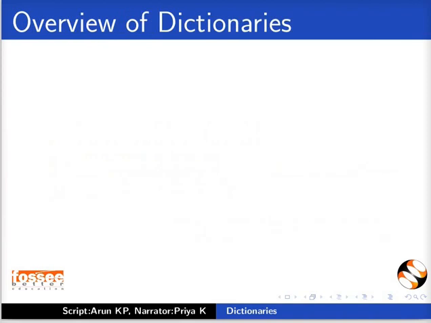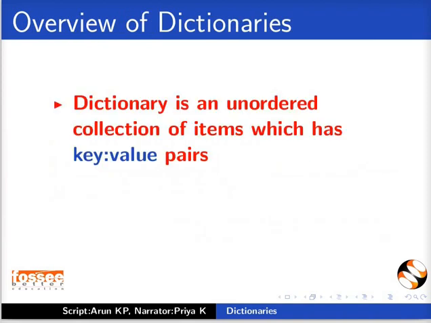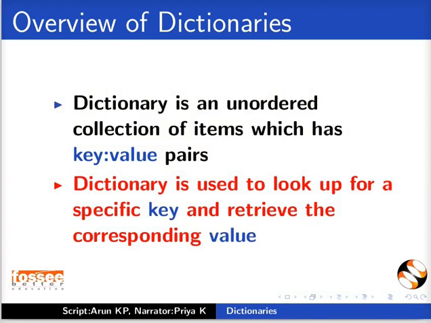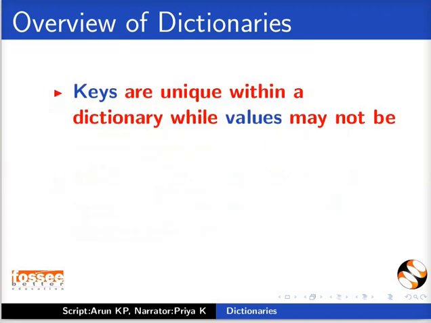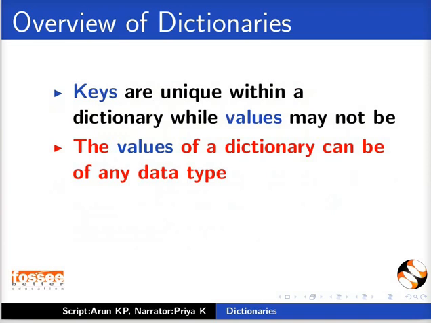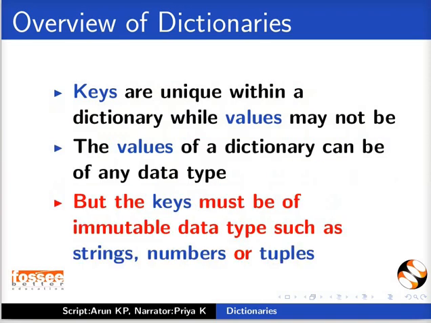First, we will learn about dictionaries. Dictionary is an unordered collection of items which has key-value pairs. Dictionary is used to look up a specific key and retrieve the corresponding value. Keys are unique within a dictionary while values may not be. The values of a dictionary can be of any data type, but the keys must be of immutable data type such as strings, numbers or tuples.